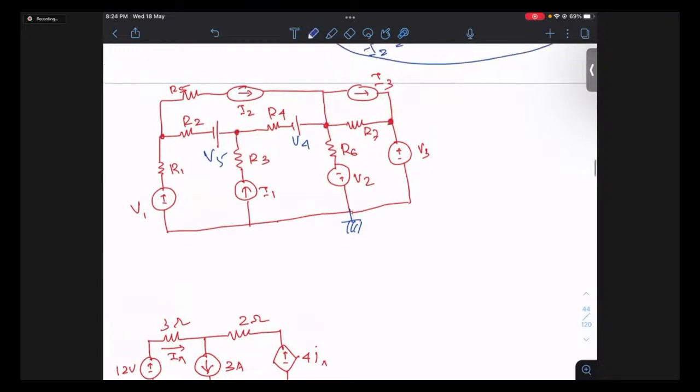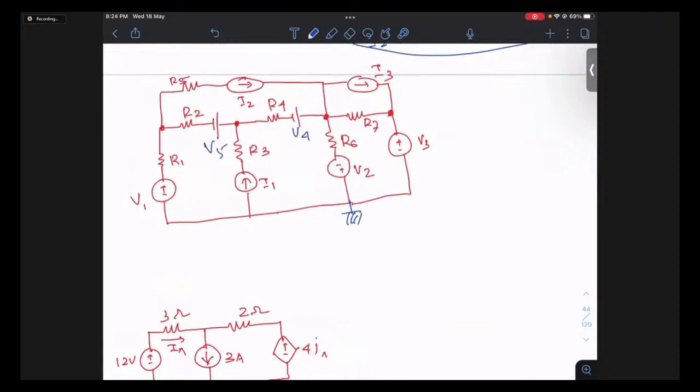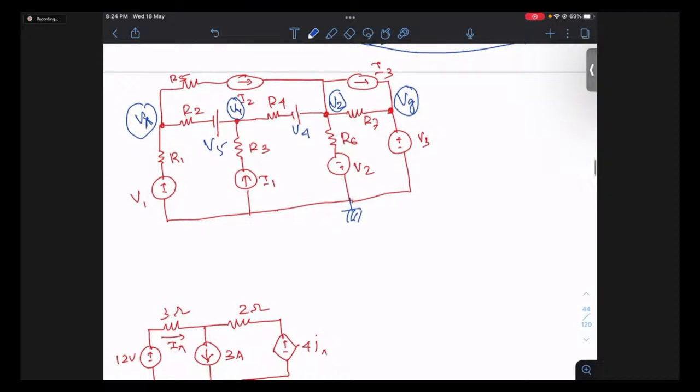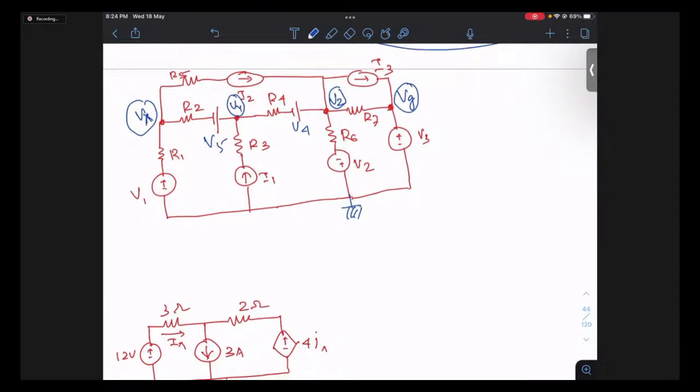So here I'll write only one equation. How do I write it? Let me denote Vx as the voltage of this node, Vy as the voltage of this node, Vz as the voltage of this node, and let's say Vg is the voltage of this node. So these are the 4 nodes, and I'll show you how to write the nodal equation at these nodes.